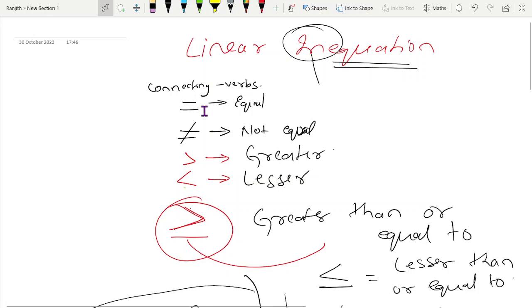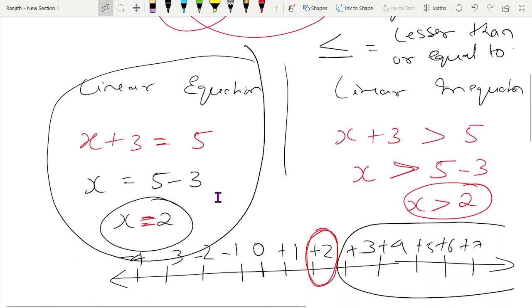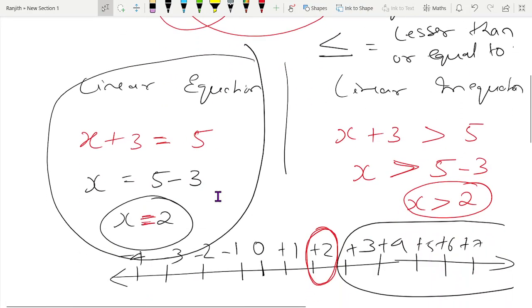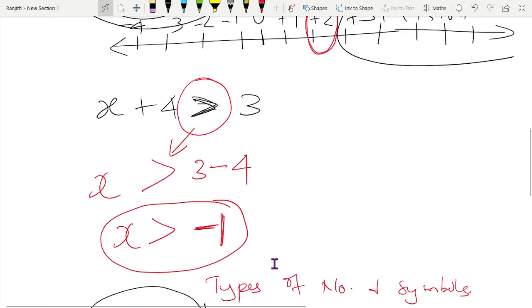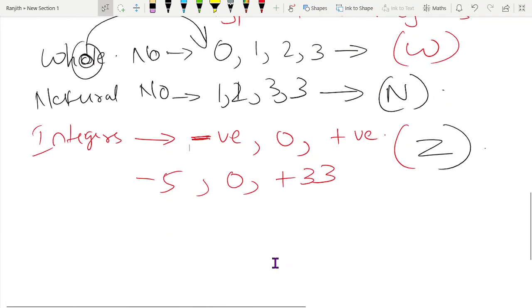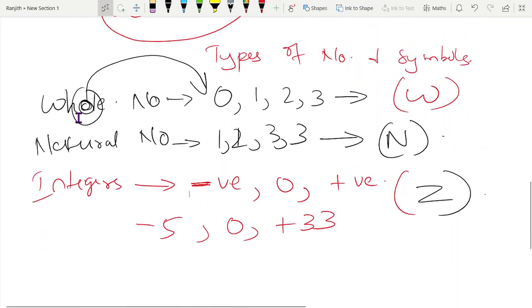I will take down these connecting verbs. Remember these connecting verbs. These are very important. Is equal to, not equal to, greater than. Next, I'll show you the difference between linear equation and inequation. Inequation is not equal to. And the numbers can be represented on a number line. A number line is basically a graph which has positive numbers, 0 and negative, just a straight line. And then we have types of numbers with their symbols: whole number, natural number, and integers.